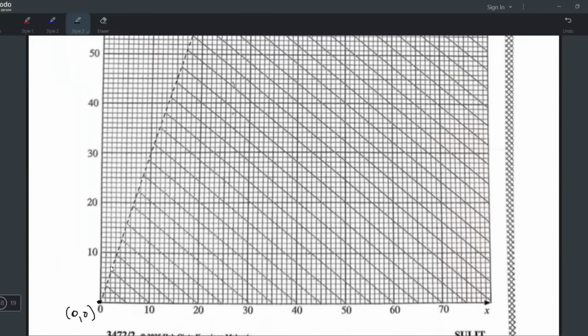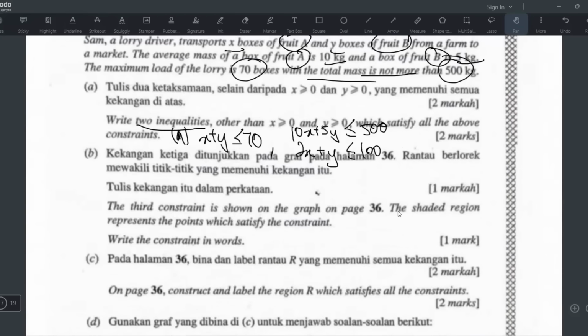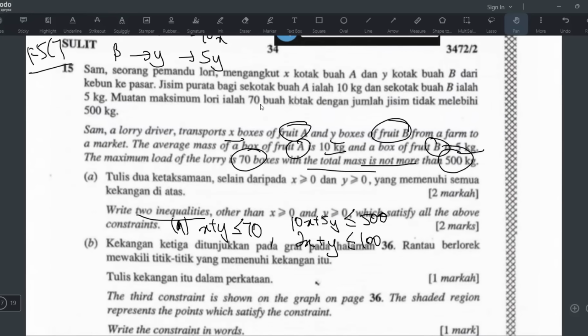So when you find gradient, usually you need 2 points. Okay, 0, 0 I can use. Let's find another point. I think this point I can use 10, 30. So these are the 2 points that I will use to find the gradient: 10, 30 and 0, 0. Let's go. So my working, I will write here for soalan B.